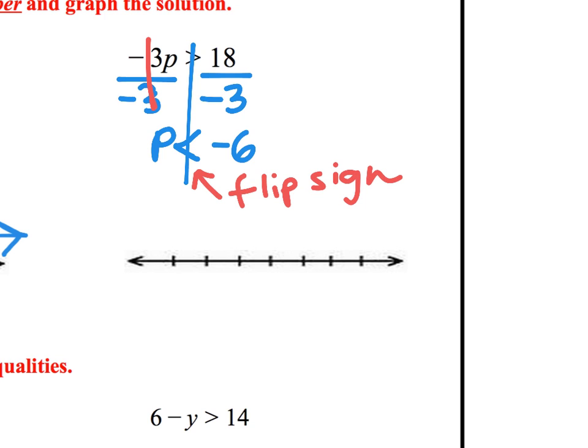So let's graph it. -6 can go in the middle. To my left would be -7, -8, and -9. Use the number line on your desk if you're not sure. Open or closed? Open. P value is less than goes to the left.